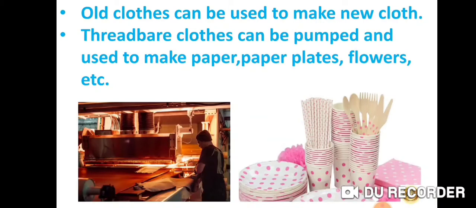Old clothes can be used to make new cloth. Threadbare clothes can be pulped and used to make paper or paper plates, flowers, etc. So these are the different uses of old cloth that can be done.